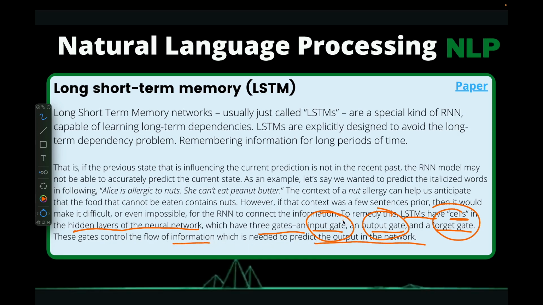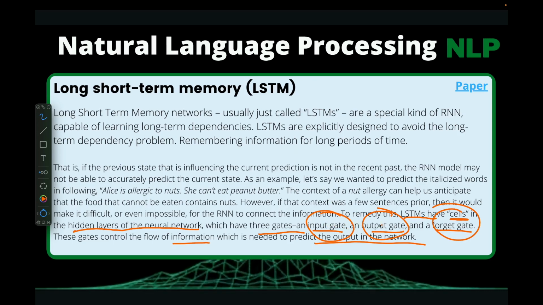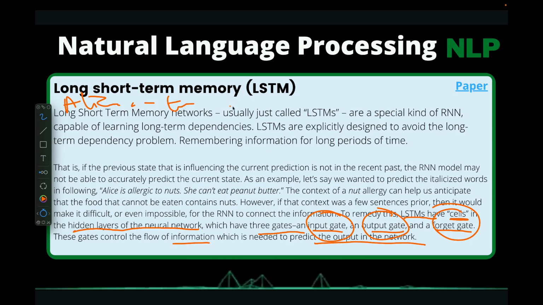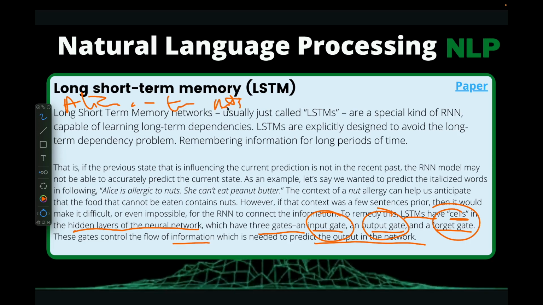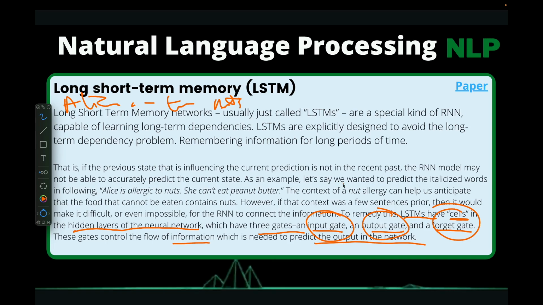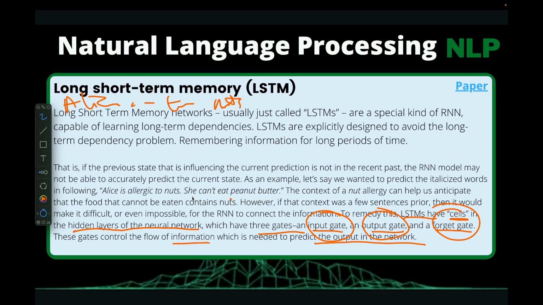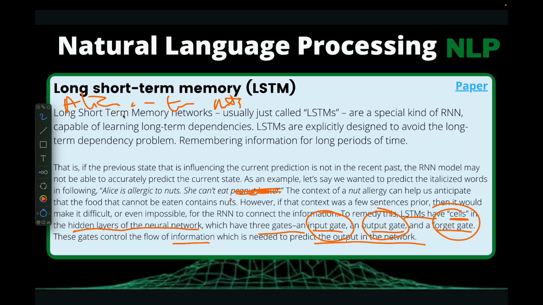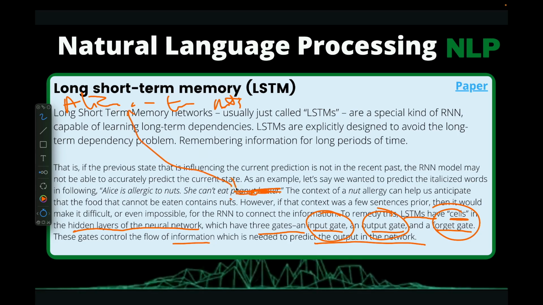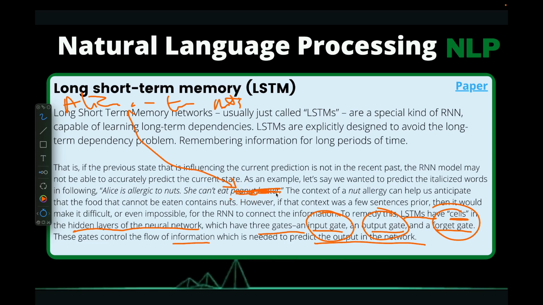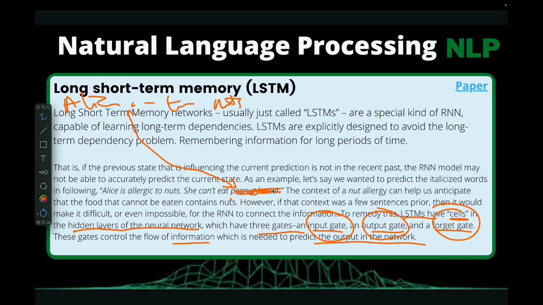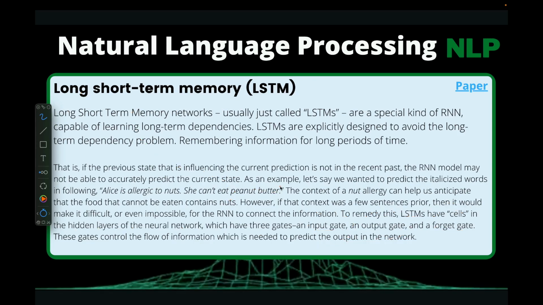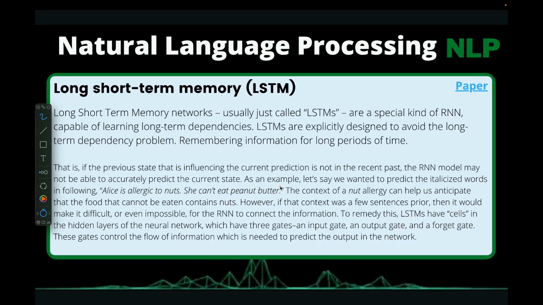So in this case, it can keep that information: Alice is allergic to nuts. You can keep that information in the memory. And then finally, when it gets here and you are saying that she can't eat blah blah blah, and you should predict the next word, it can base its prediction on the information that it has kept. So it's quite robust. Let's see the internal workings of this LSTM for better understanding.